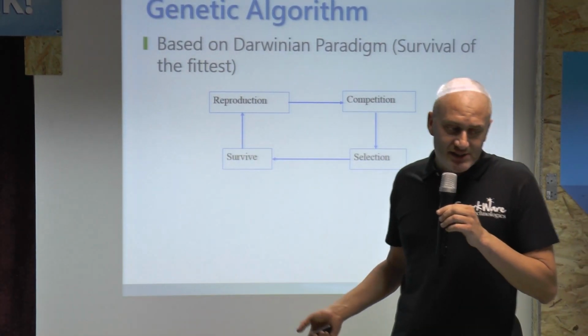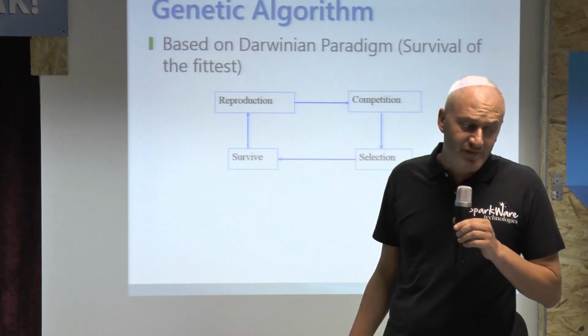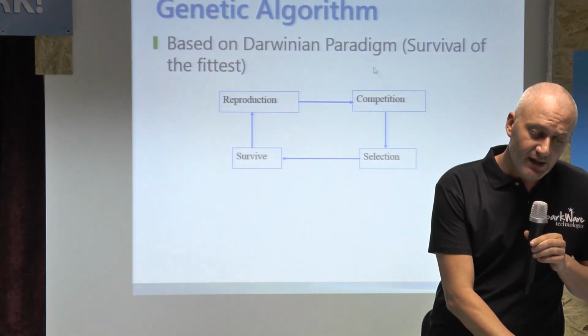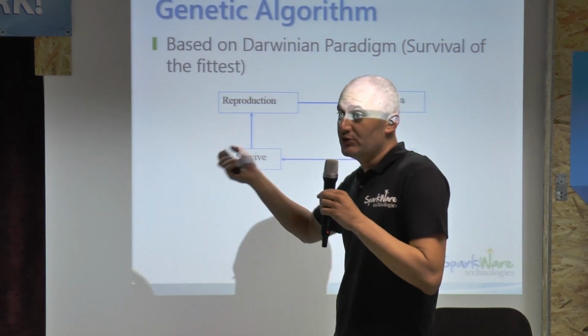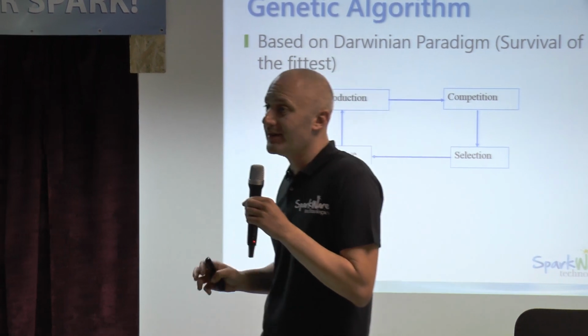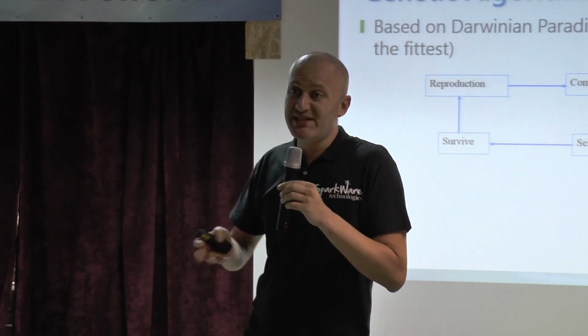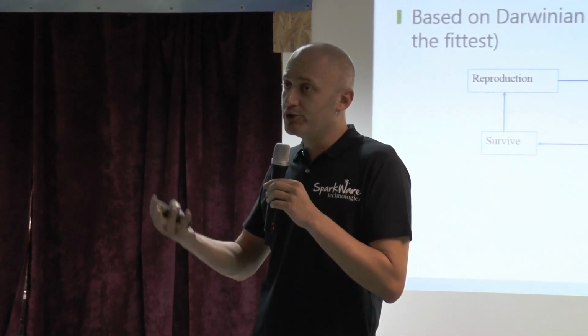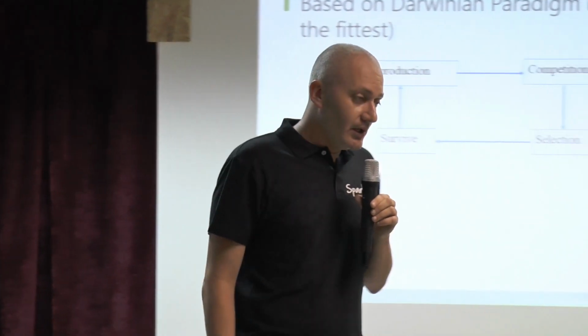So basically, as we said, it's based on the Darwinian paradigm, survival of the fittest. It starts with competition. We're going to initialize a lot of different algorithms, all trying to solve the same problem. In the beginning, they're all going to be just randomized. They're not going to have any good solutions, but they're going to keep on getting better.